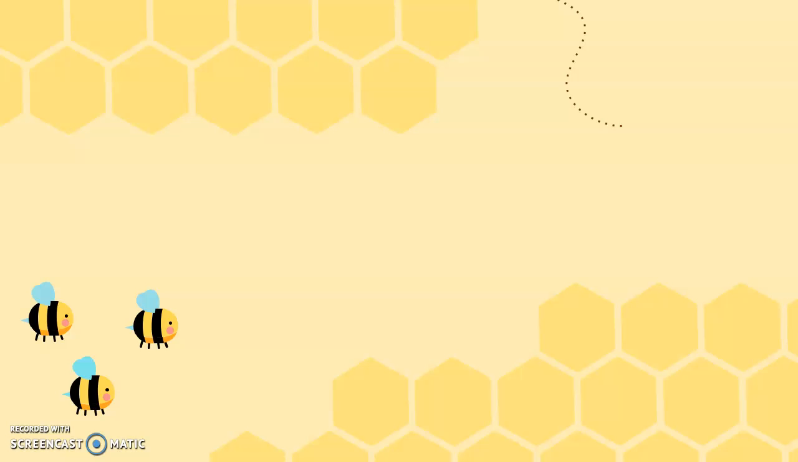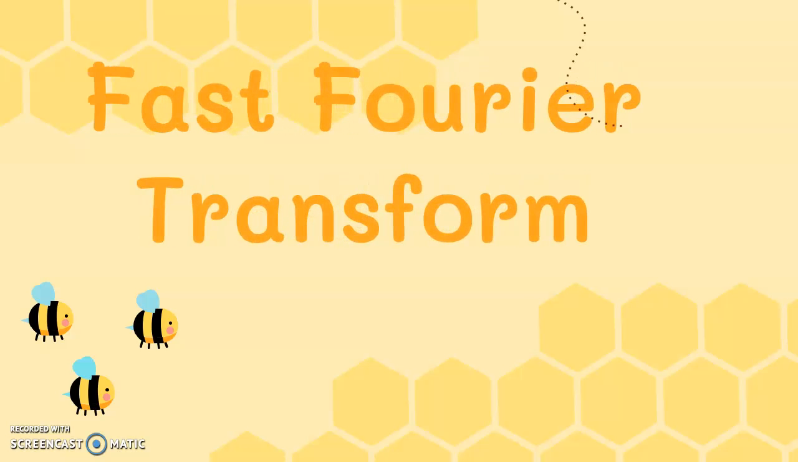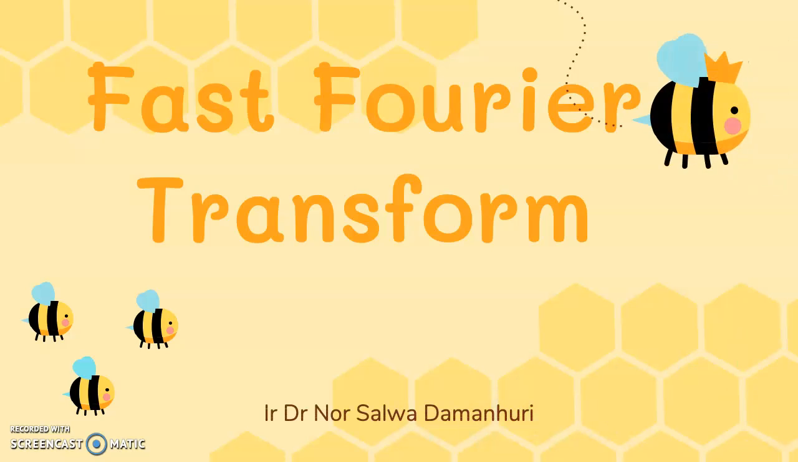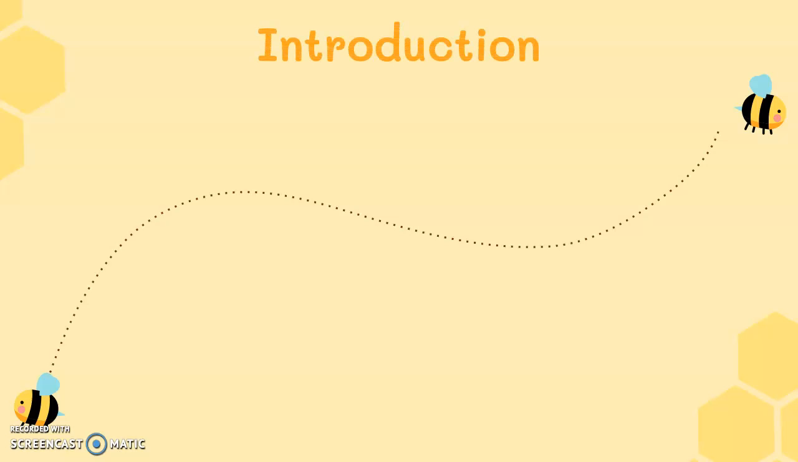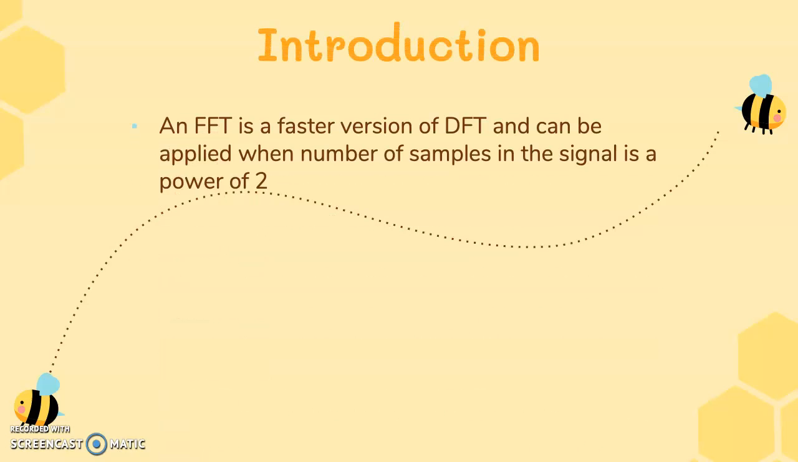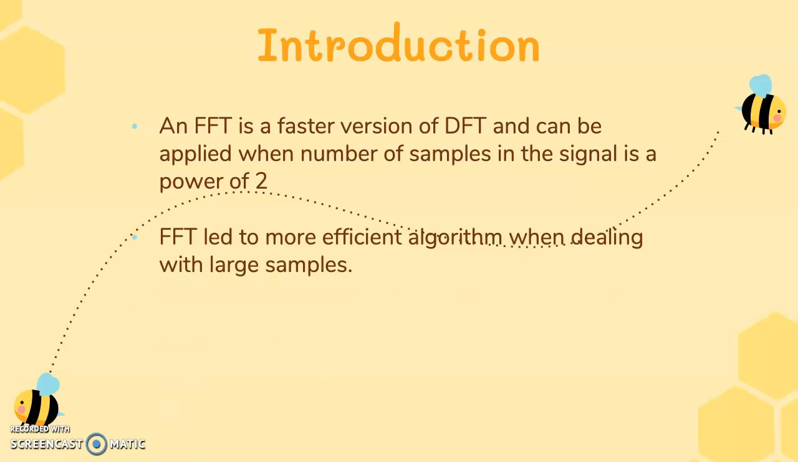So today we will continue the last topic on chapter 4, which is fast Fourier transform. Okay, so first of all, let's look at the introduction. An FFT, fast Fourier transform, is a faster version of discrete Fourier transform and can be applied when the number of samples in the signal is a power of 2. FFT leads to a more efficient algorithm when dealing with large samples.